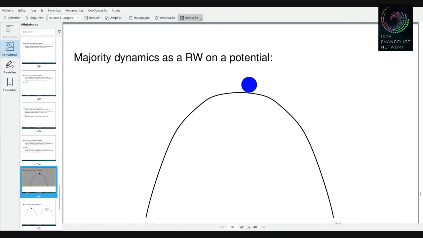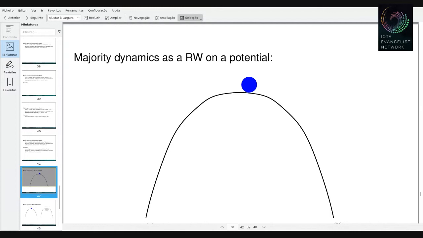Okay, now comes this random walk intuition. You can think about the majority dynamics as a random walk on this sort of potential, on this mountain, if you want. And on the horizontal axis, you have the proportion of the nodes which have opinion 1.